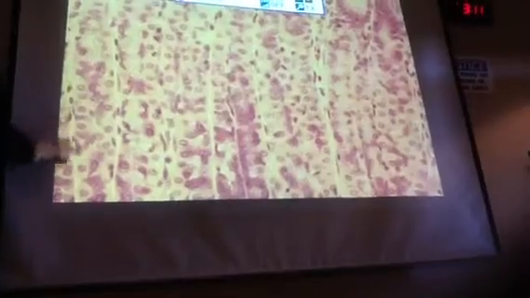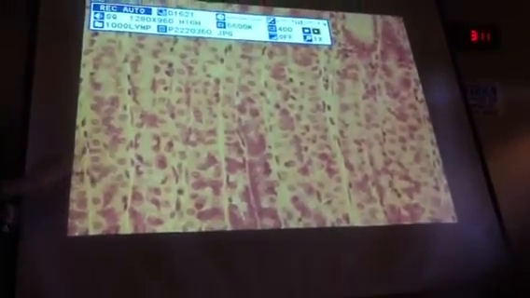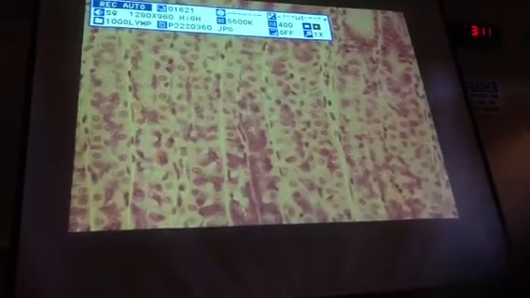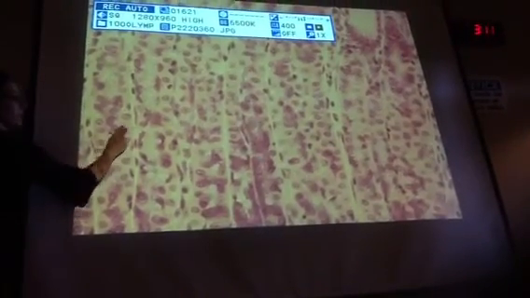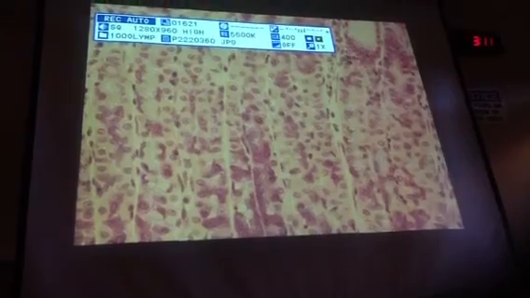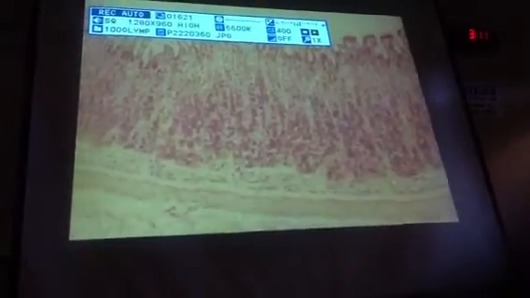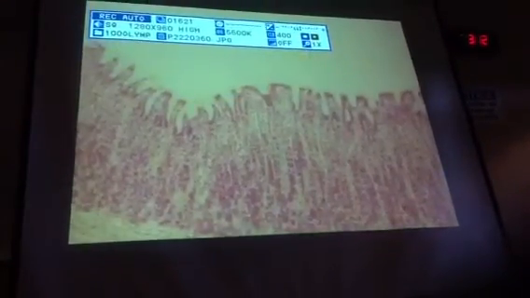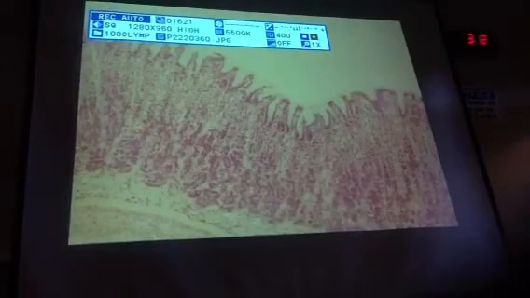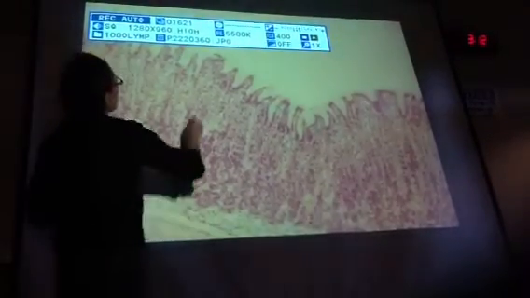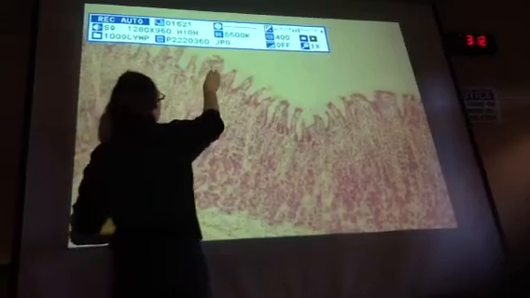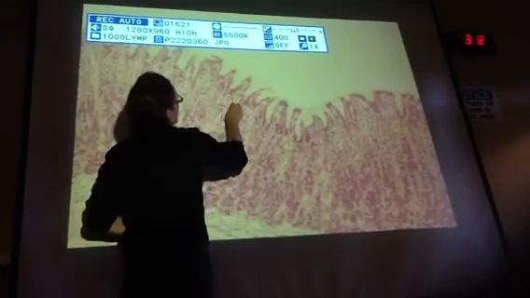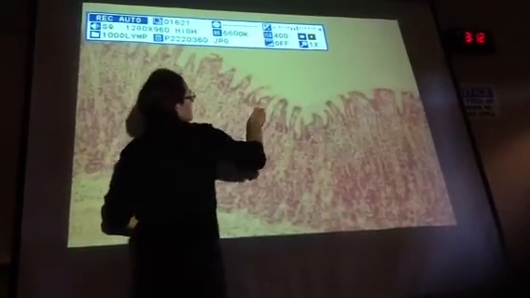And if we were really good, we'd be able to tell a chief cell from a parietal cell, but I'm not going to ask you to do that. But you will be able to tell the difference in here. So let me go down one more magnification. This is at 10x. So again, what you're looking at here, these are your pits. Okay? Looking like this. The pits.